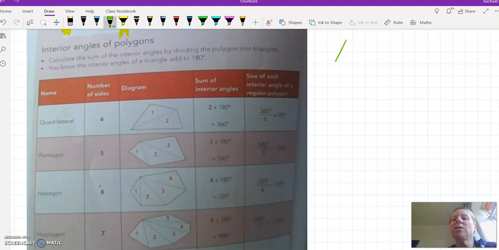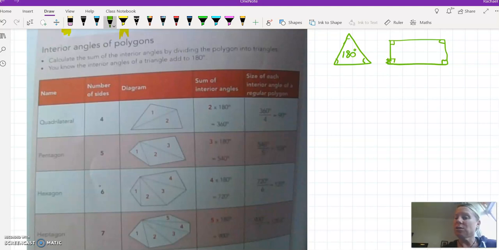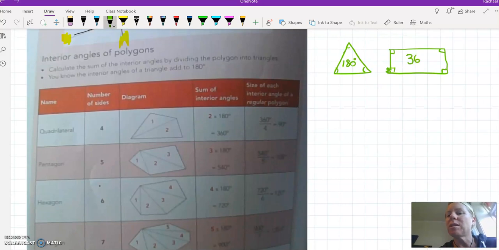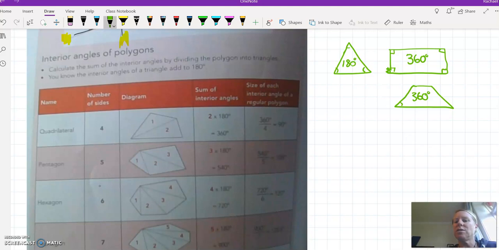You already know, for example, that the angles inside a triangle, those three angles in the corners, always add up to 180 degrees exactly. Same with your quadrilaterals. You might have a rectangle. For a rectangle, they're all right angles, so they're 90 degrees, and they'll always add up to 360. And it doesn't matter what type of quadrilateral it is, those angles will still add up to 360 degrees.